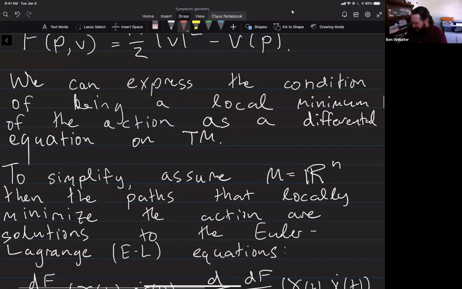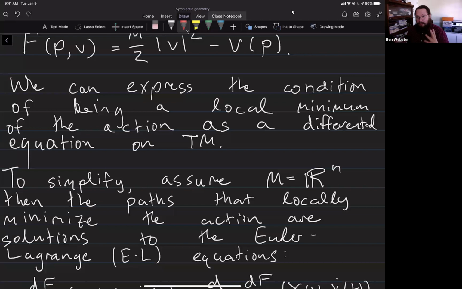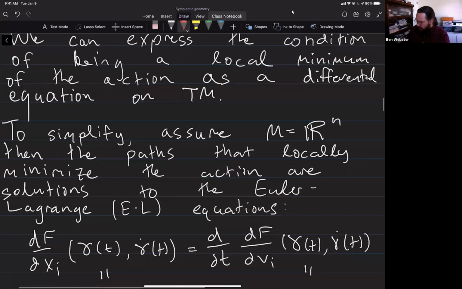I'll just say, it's a pain in the butt to write this all out in a coordinate-free way. I did look it up, and I'm following Cannas da Silva here. I went through it and looked at what these equations look like when they're coordinate-free. It's philosophically a bit nicer to write things coordinate-free, but it's confusing to actually figure out what's going on. So since I'm only thinking about very local questions, I don't lose any generality by thinking about R^n. And in that case, paths which locally minimize the action are solutions to a particular well-known set of equations called the Euler-Lagrange equations.